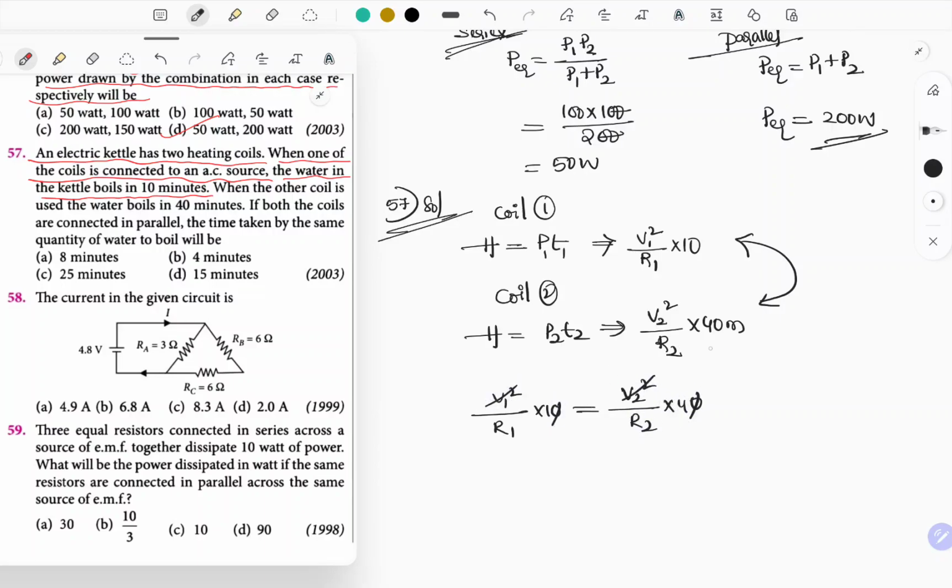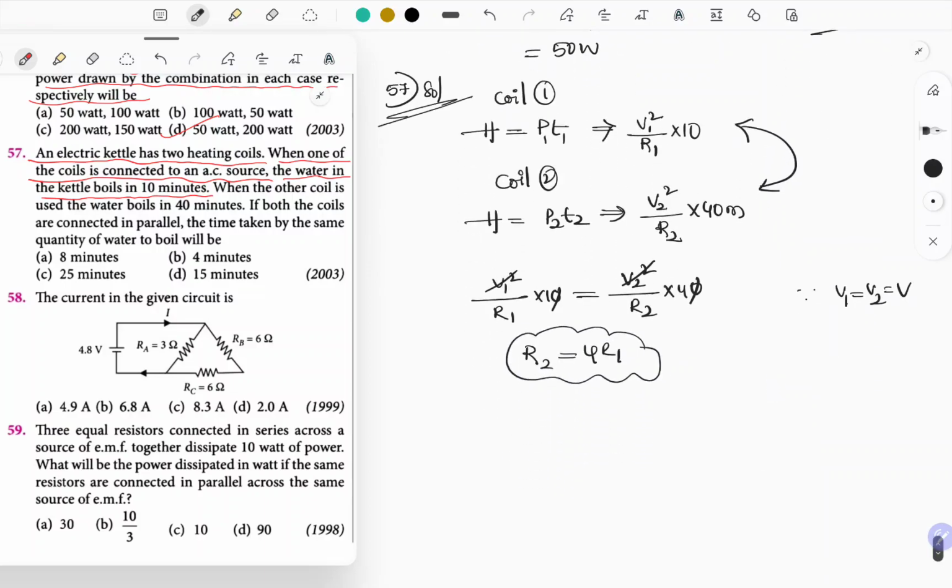So V1 square and V2 square will get cancelled as the supply voltage is the same. That is V1 is equal to V2, which is V. And then R2 by R1, otherwise R2 is equal to 4 times R1. Okay, so they said they are connected, right? So when they are connected in parallel here, the time taken by the same quantity.